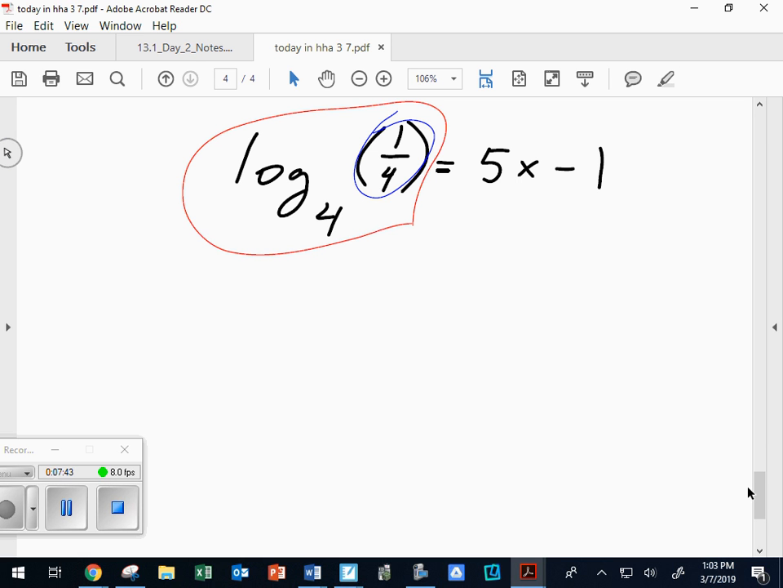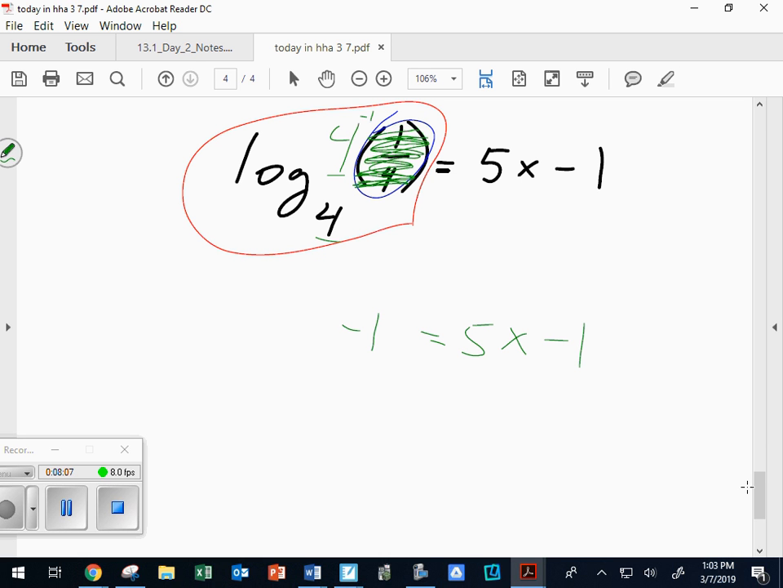Did you figure out what to do with the 1/4? 4 to the -1 is very smart. Nice. Why is that so smart? Because now the bases match. And since the bases match, what does that mean? The whole thing equals -1. I said simplify, and that's simplifying.